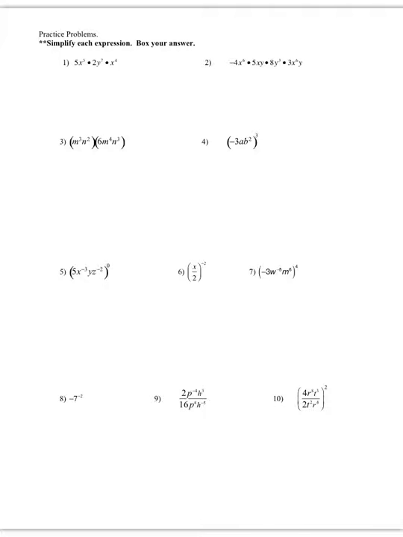Now on the next page, you're going to have some practice problems. And these practice problems are to help you reinforce and use the rules of exponents. So go ahead and do your best to work out those problems. Do your best to simplify each expression using your rules of exponents and box your answer. If you need to use additional pieces of paper, that's fine. Just keep it neat and make sure you're writing the problem number, showing all your work, and boxing your answers.